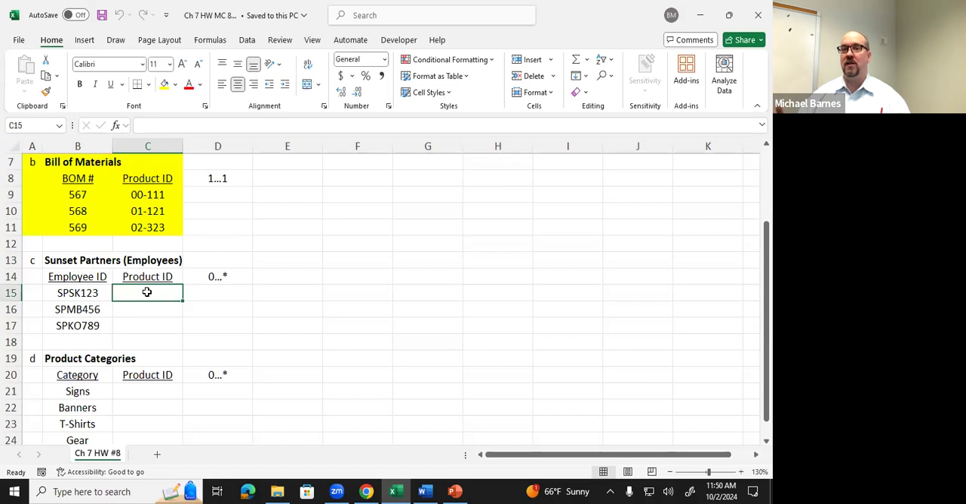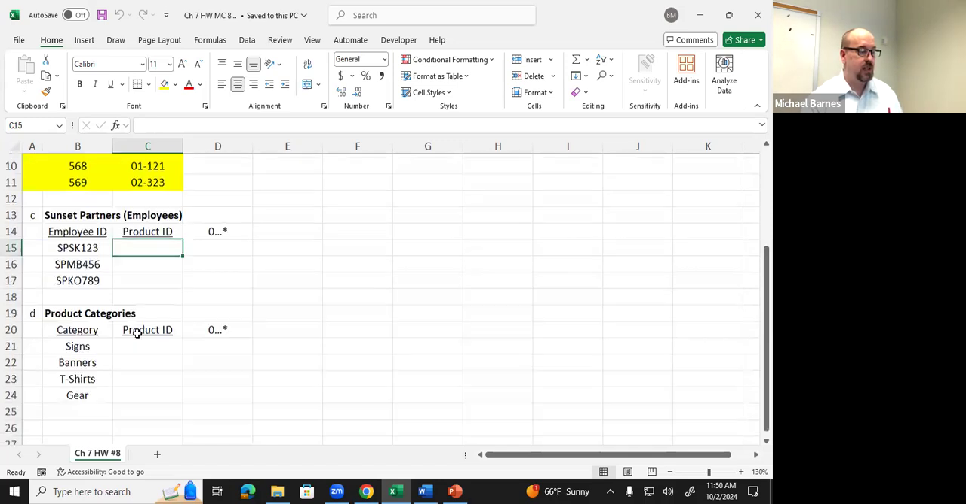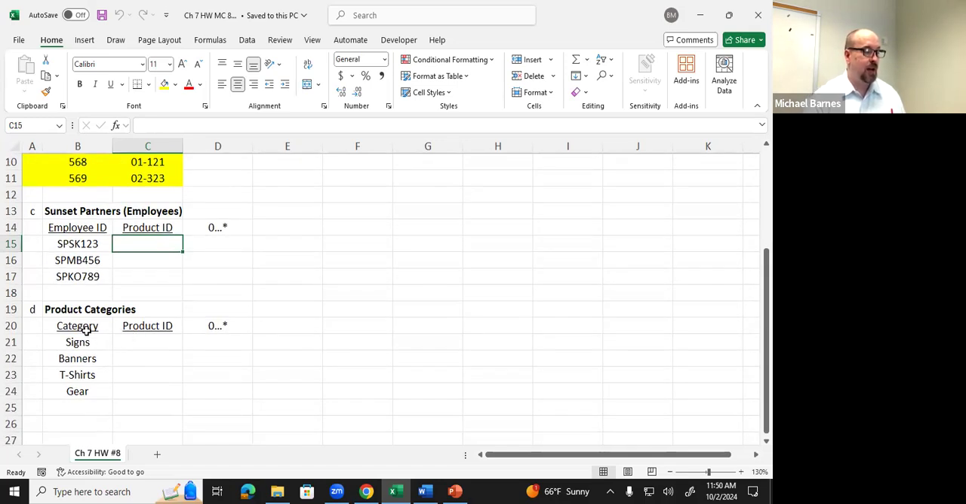We can't have multiple IDs within a single cell. We have to have one input. That's one of the required rules. Same thing with product categories. A category can have multiple product IDs. We can have different categories of signs, so we could have signs 1, 2, 3, different categories, different types of signs. So product IDs, multiples exist there.